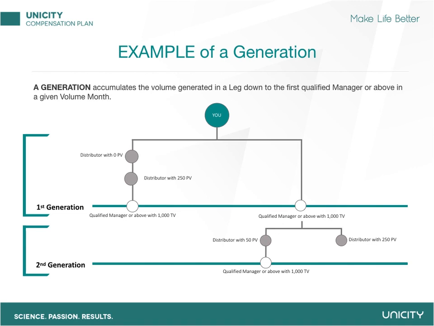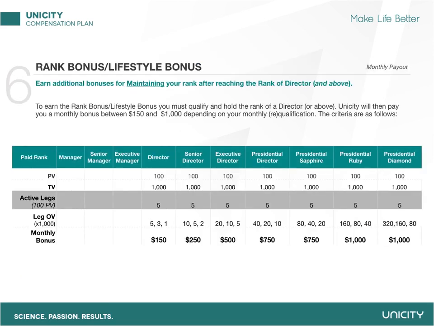Number 6, this is a great demonstration of that milestone rank of director, the rank bonus or the lifestyle bonus. Just for obtaining and maintaining that rank, you get that bolded bonus indicated down the bottom there: 150, 250, 500 for the director level ranks, jumping to 750 at the presidential director and onwards. It's basically a do X, get Y. If you make that rank, you get those dollars, as well as the levels, as well as the generations. It begins to compound very much in your favor.